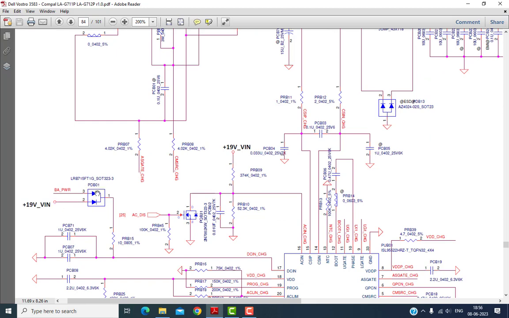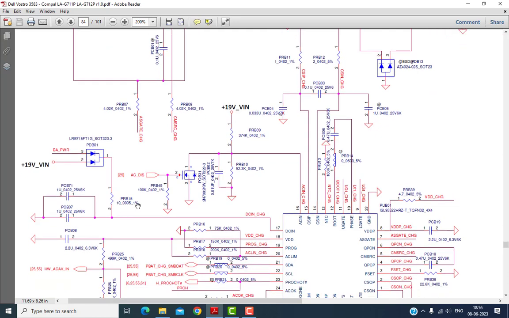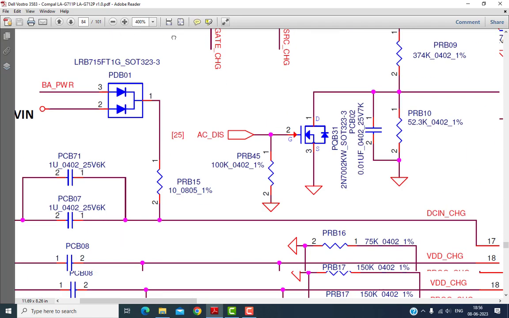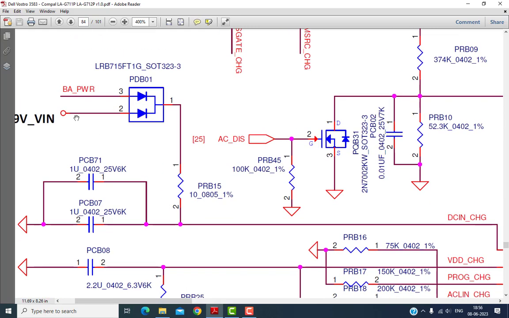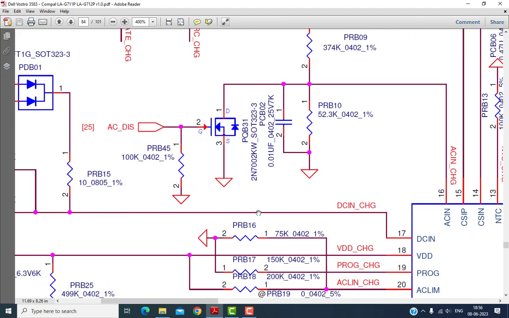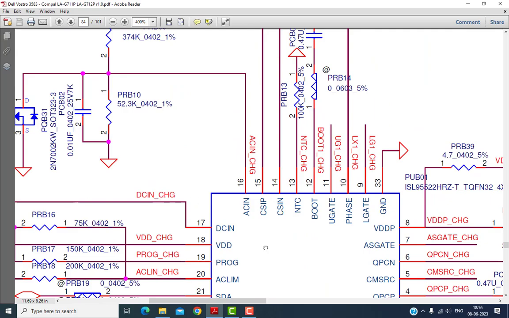This is called the dual diode PD. D means the diode, PDB01 diode. The 19 volt entered into the diode from the anode side, comes out from the cathode side and passes via this resistor. This resistor location is PRB15, and the value of this resistor is 10 ohm, and the tolerance is 1%. So the 19 volt entered into the diode, comes out from the cathode, passes via this 10 ohm resistor, and this 19 volt goes to this chip.